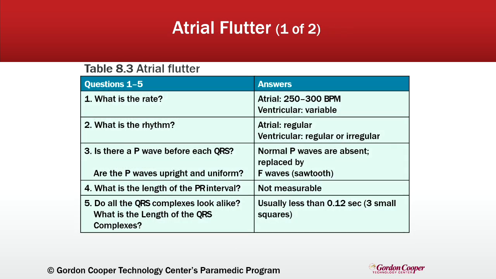So atrial flutter, when we look at our table again, we see what is the rate. Typically atrial 250 to 300, ventricular can be variable. Rhythm is regular. The big piece though is we see that when we look for P waves, normal P waves are absent and they're replaced by flutter waves, or those sawtooth waves or picket fence.